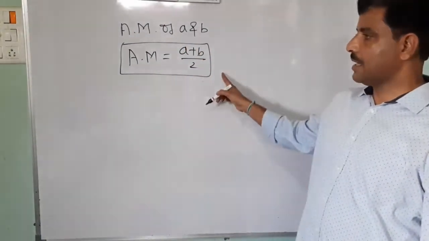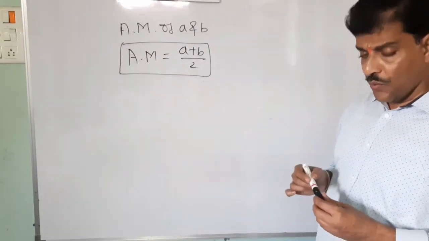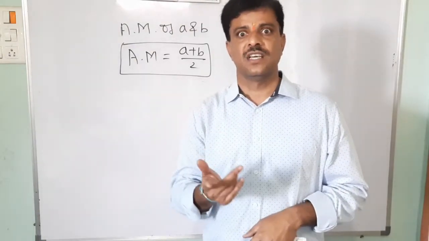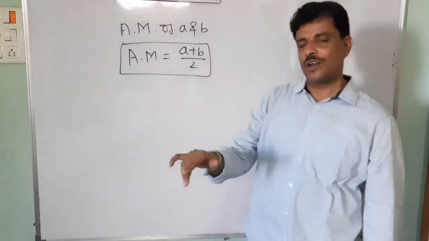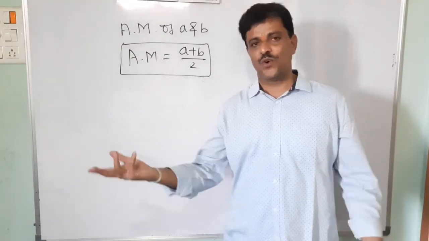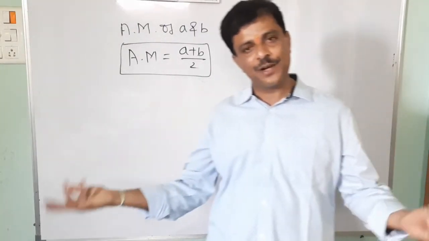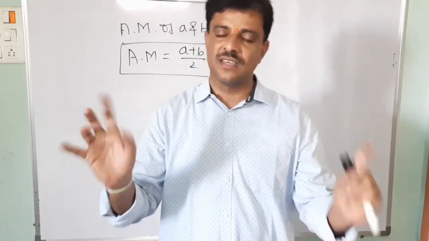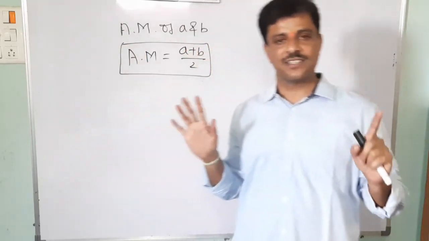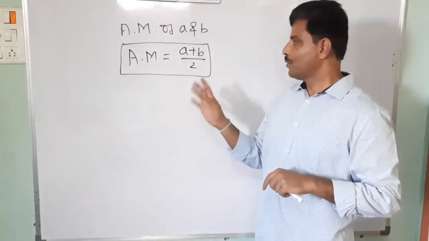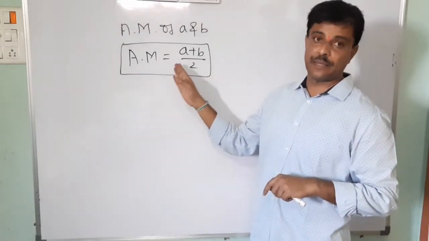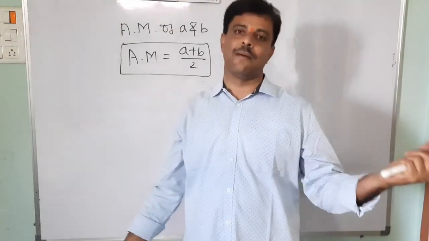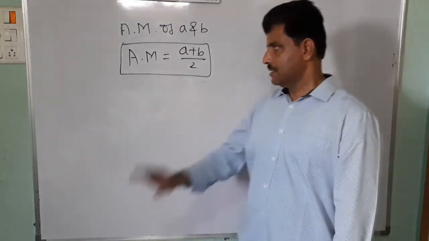When they ask to find the arithmetic mean between 4 and 6, a is equal to 4, b is equal to 6. 4 plus 6 is 10, 10 divided by 2 is 5. Therefore, the arithmetic mean of 4 and 6 is 5. Did you understand? That is how they ask, nothing more. Remember: arithmetic mean is equal to (a plus b) by 2, where a and b are the numbers.